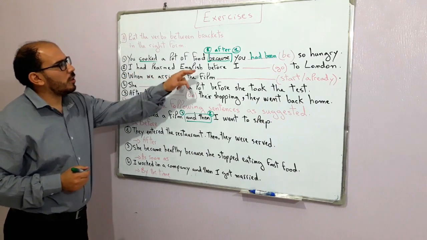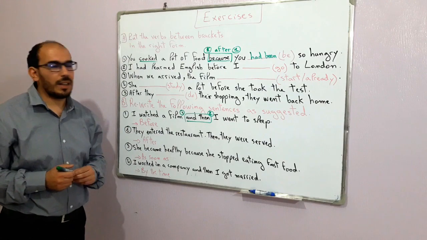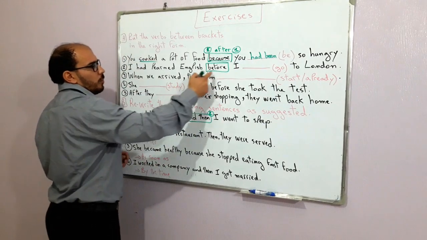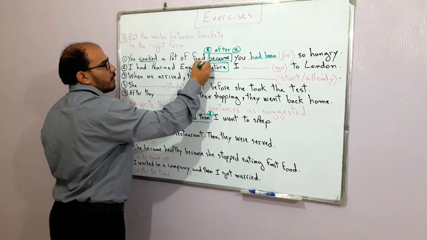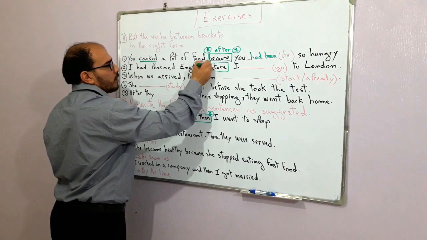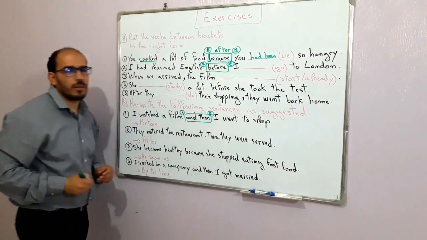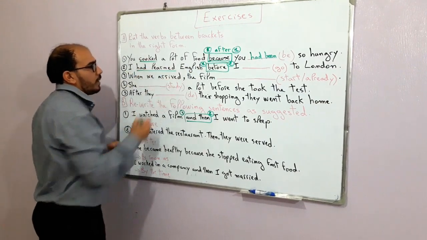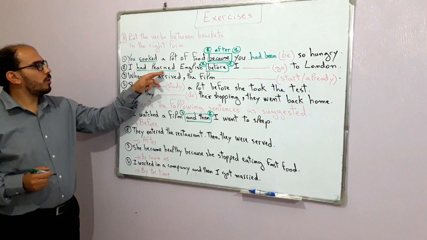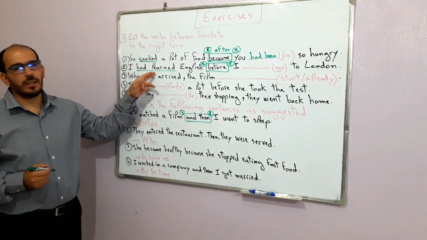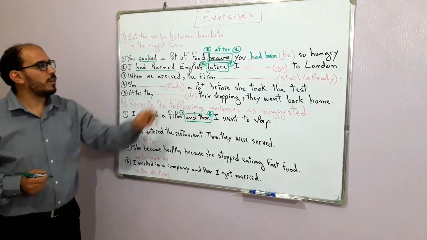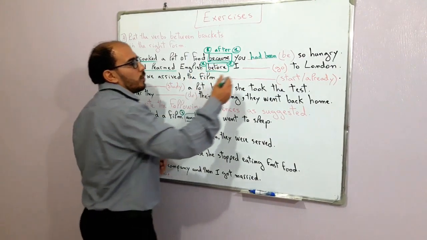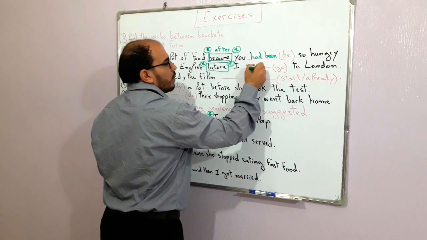I had learned English before I go to London. So once again we have before. Before means we have 1 before 2. And that's why when I say 1, here we have had learned, because the verb must be written in the past perfect for activity number 1. For activity number 2, the verb must be written in the simple past. So we have go, it is went.